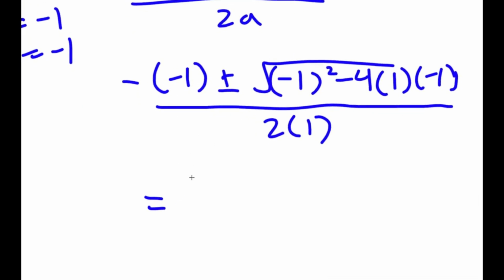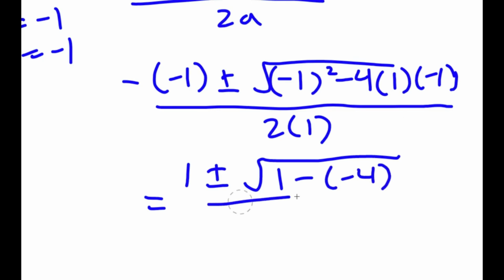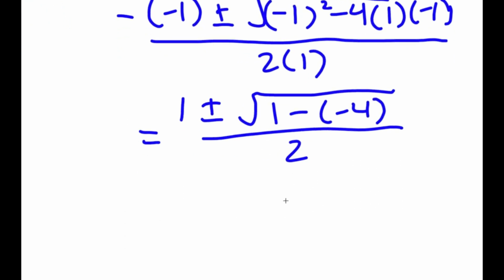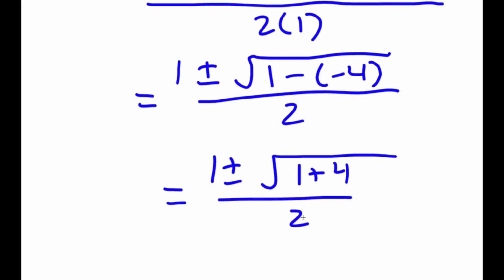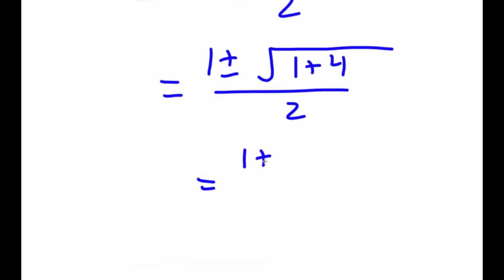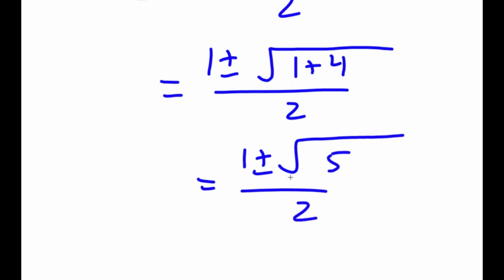Now negative of negative 1 is positive 1. So I have positive 1 plus or minus the square root of negative 1 squared, which is 1, minus 4 times 1 times negative 1, which is negative 4, divided by 2 times 1, which is 2. This is equal to 1 plus or minus the square root of 1 plus 4 over 2, which is equal to 1 plus or minus the square root of 5 over 2. So u is equal to 1 plus or minus the square root of 5 over 2.